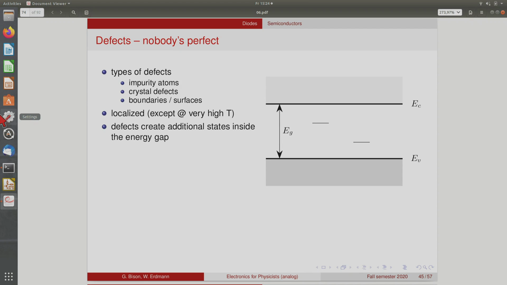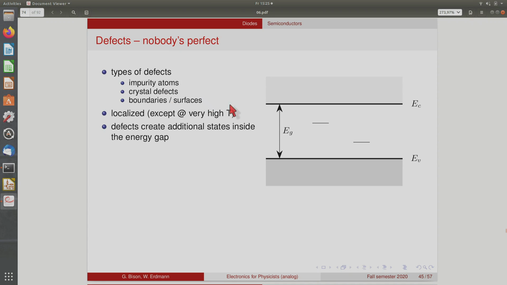So this brings us to defects. Crystals are never perfect, and when you have a defect, you introduce new states available for electrons in this crystal. So these states are often in the forbidden zone in the energy gap. So a defect can be an impurity atom, which is the doping that we'll talk about, but it can also be crystal defects when the arrangement of the crystals has a problem. Or it can be a boundary or surfaces. So surfaces of semiconductors are also always problematic.